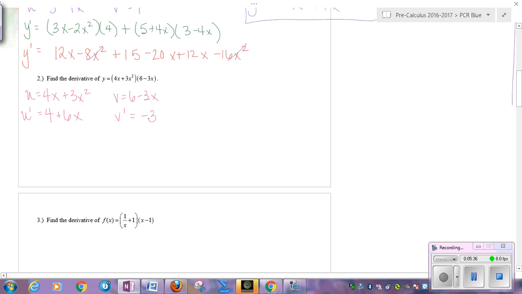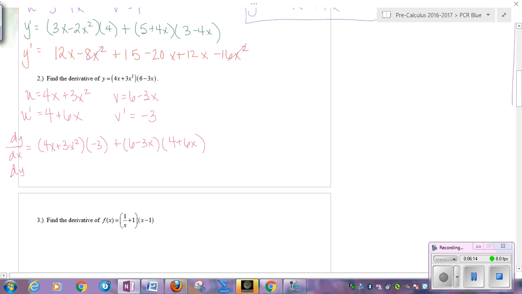Good. All right, now, using your formula, we're going to take our U and we're going to multiply it by, now I'm going to use dy dx. This is just another way of saying the derivative. It's the same thing as if you wrote y prime. I just want you to get used to seeing all the different types of notation there. So we're going to do u times v prime. So we're going to do 4x plus 3x squared times negative 3. And we're going to add to it v, which is 6 minus 3x, times u prime, which is 4 plus 6x.